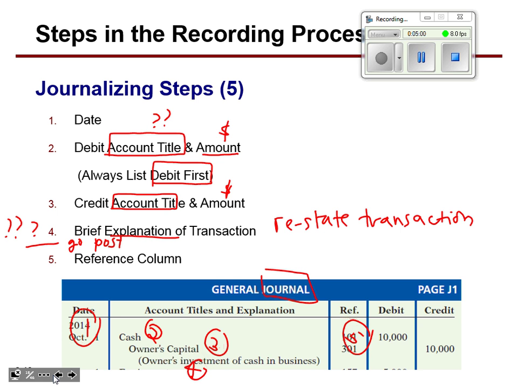Chronological order, because if this is October 1st, how fancy is that? It's really October 1st in the real time. Then let's say on October 3rd we had another transaction, that'd be listed next, and then it's in chronological order by date.